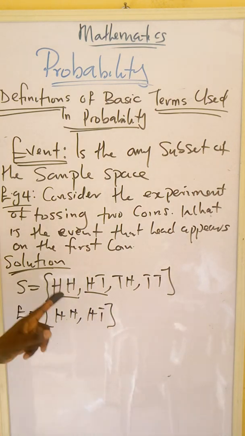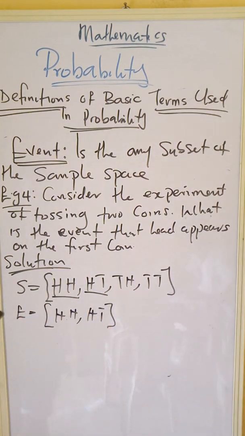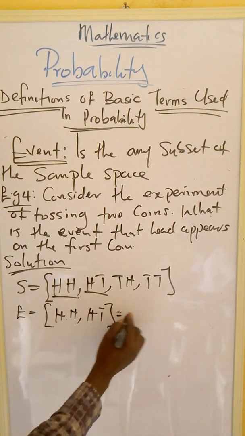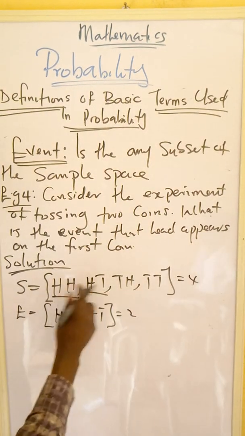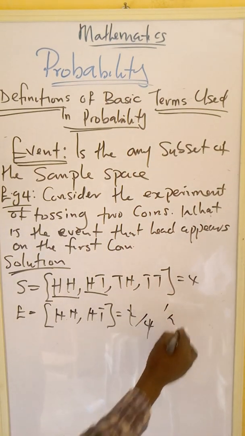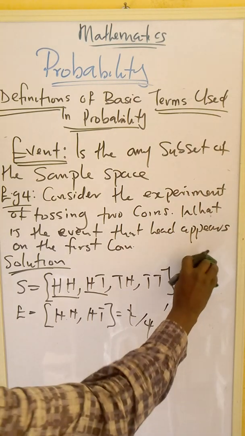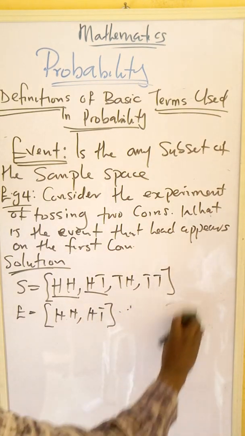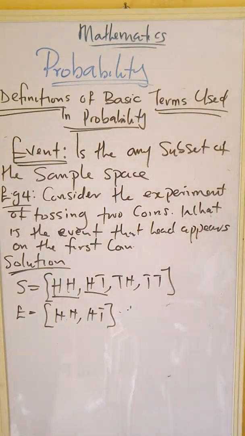Here, we are not solving for probability. If it is the probability that head appear first, it will now be 1, 2 out of 4. 1, 2, 3, 4. It will now be 2/4. Then it will now be 1/2. But we are not solving for probability yet. What we are doing is we are listing those terms. So event is different from probability.